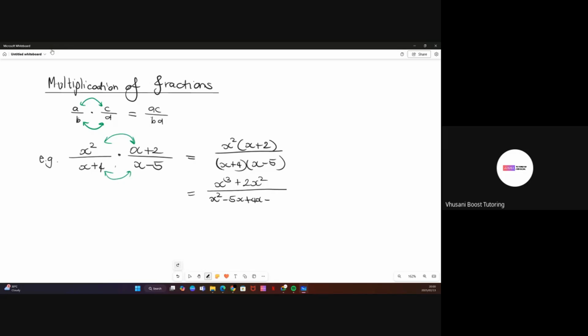And then simplifying this further, we would have x to the power of 3 plus 2x squared divided by x squared minus x minus 20, right? And that would be a final answer. So just put a thumbs up if you guys are fine with this.